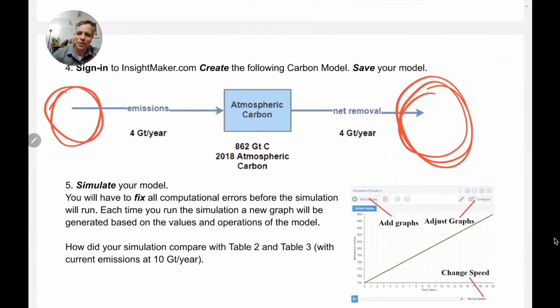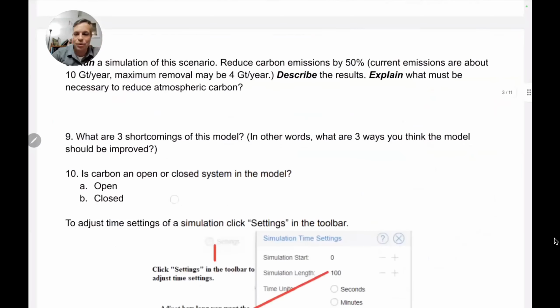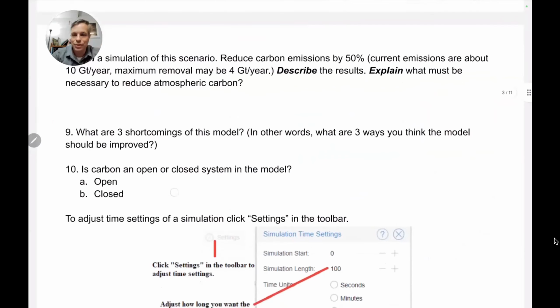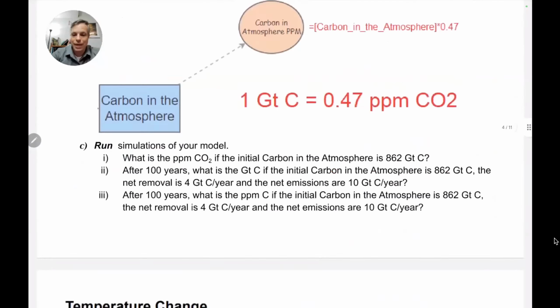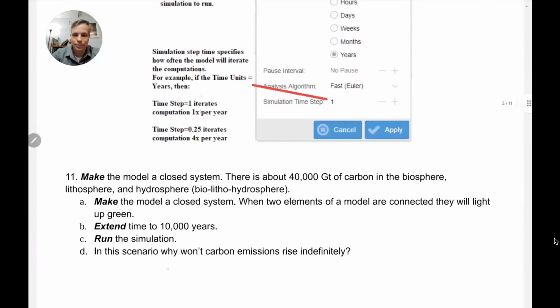Anyway, it's an open system. Where is that coming from? We don't know. Where is it going? We don't know. So then what I like to do is have them go through and turn this into a closed system. And where do I do that?